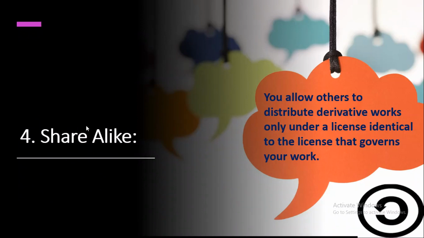And share alike is where you allow others to distribute derivative work only under an identical license which governs your work. So if I'm using it for the education purpose, you can use it only for the education purpose. You cannot change the category or the type of the license.